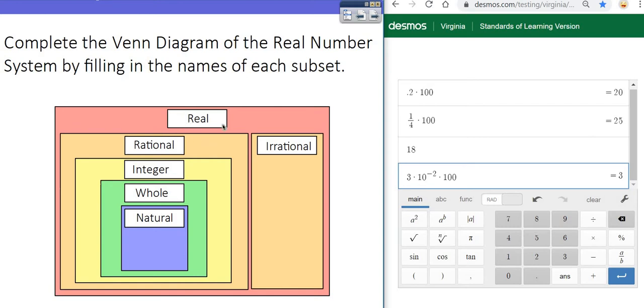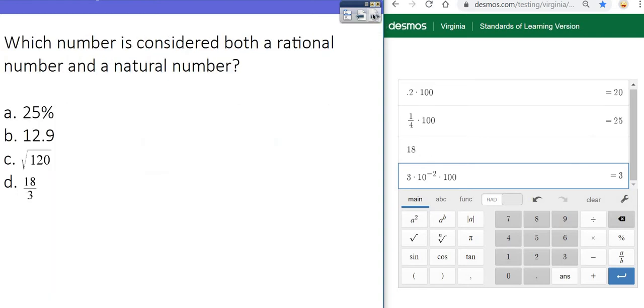So remember, the title is real. That's going to go at the top. Rational and irrational are on the same level, but rational's the one with all the friends underneath it. Integer, whole, then natural. All right? Let's go on to the next thing and see what we have.